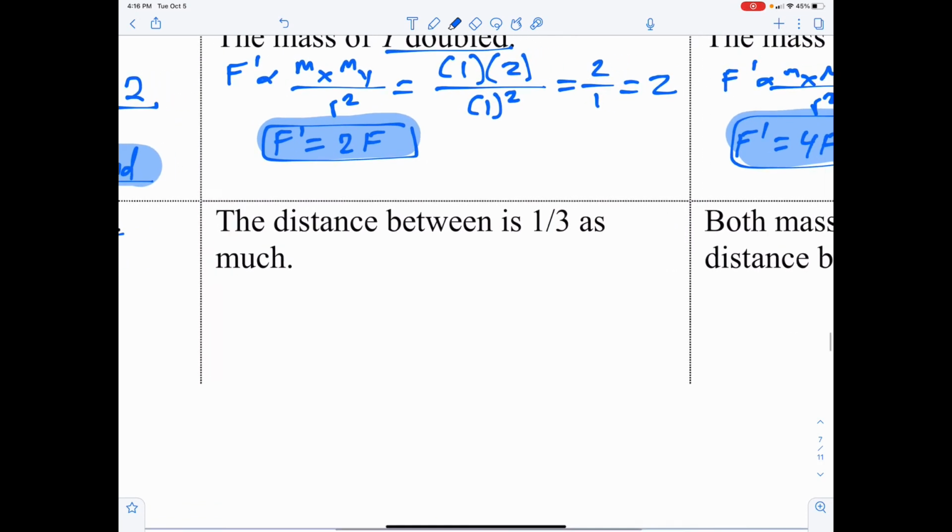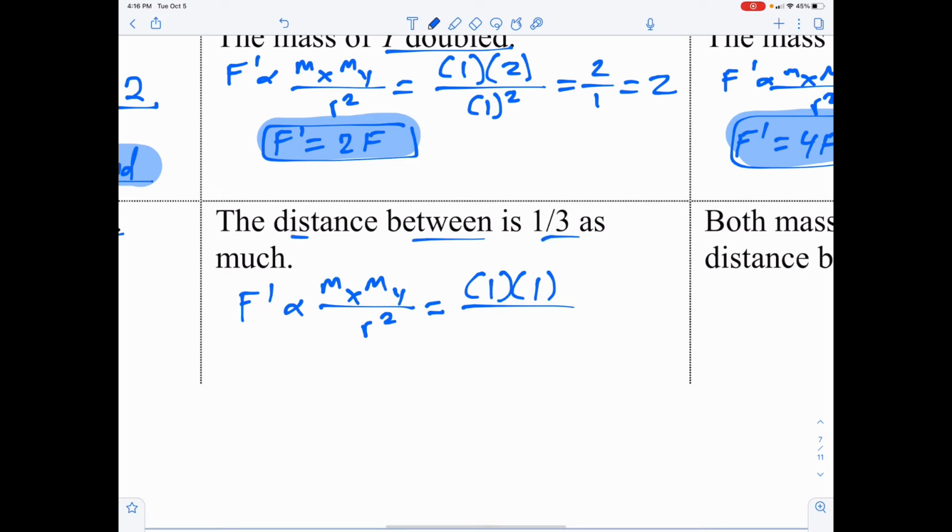The distance between is now 1/3 as much. Force is proportional to mass x times mass y divided by r squared. Again, neither mass changes, so we replace both those with a 1, but the distance is now 1/3 as much. So I'm going to put 1/3 in place of r, and then I'm going to square that. That would be 1 times 1 is 1, over 1/3 squared would be 1/9.